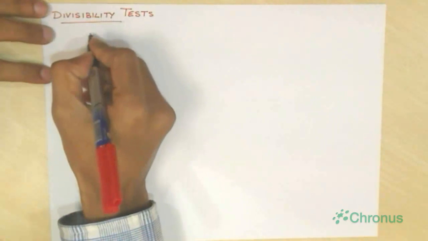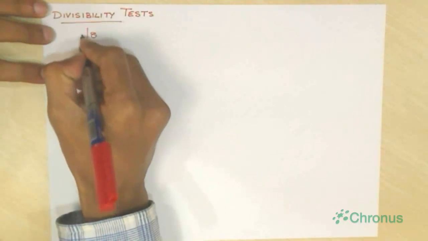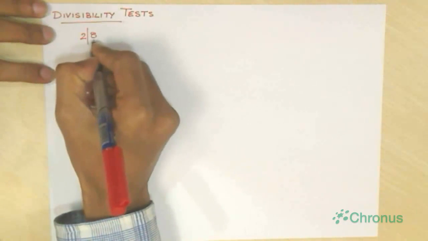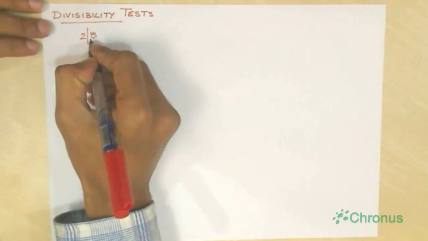Hi, in this video we will be discussing divisibility tests. A whole number is said to be divisible by another number if after dividing, the remainder left is 0. So we say 8 is divisible by 2 because after dividing 8 by 2 we get a remainder of 0.